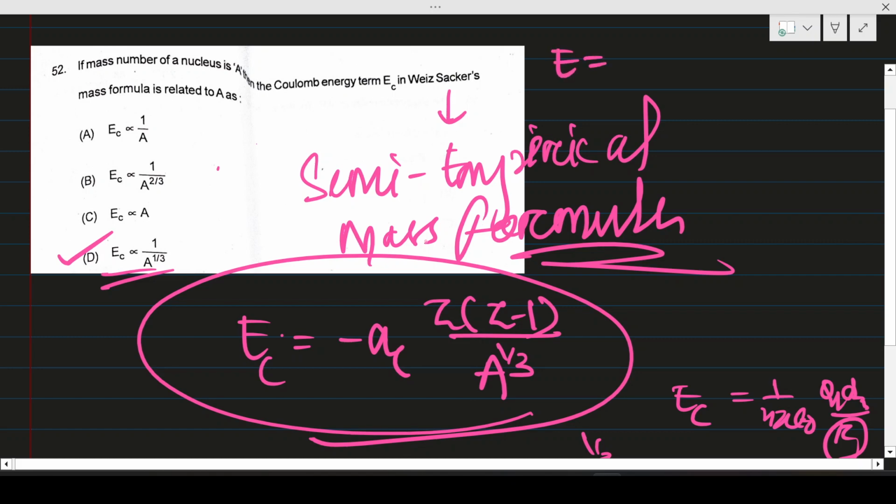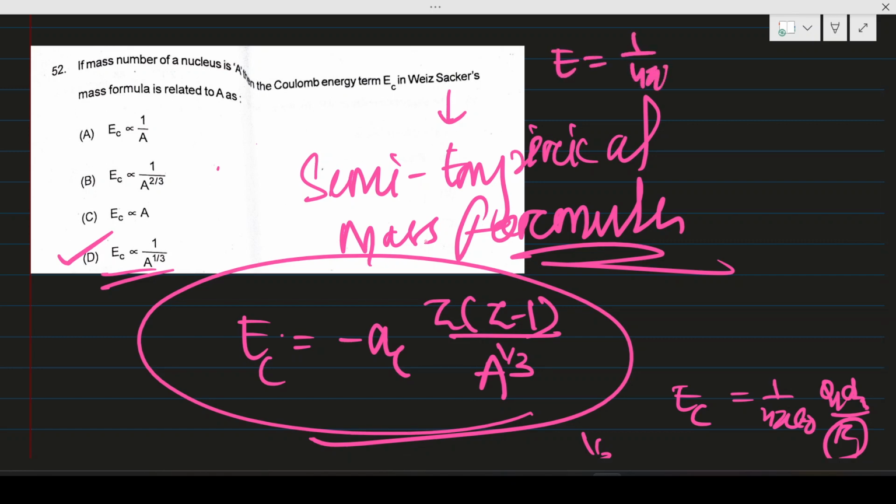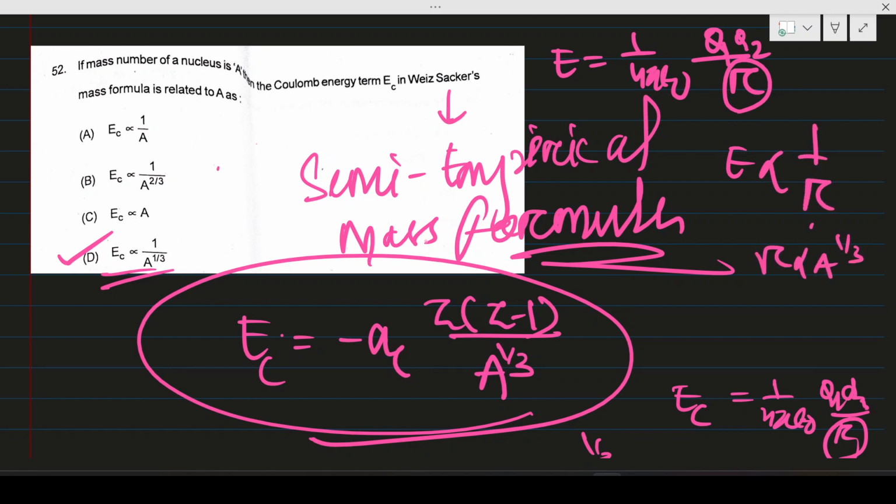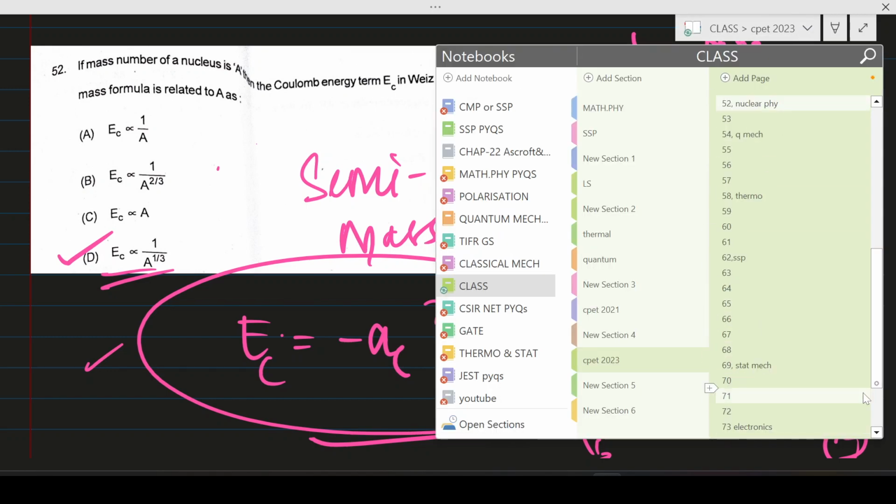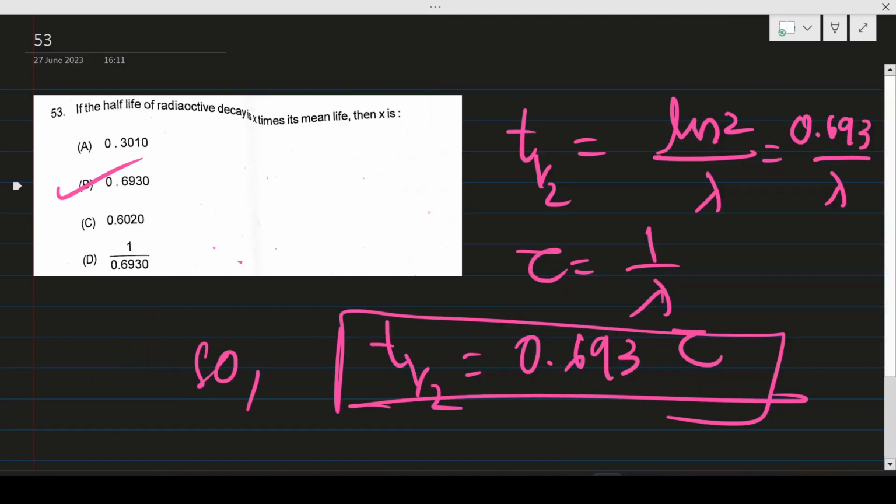Coulomb energy is 1 by 4 pi epsilon naught Q1 into Q2 by R. Here E is proportional to 1 by R. Now R is proportional to A to the power 1 by 3. So E will be proportional to 1 by A to the power 1 by 3. If you don't know the semi-empirical mass formula, you can answer it using common sense of Coulomb energy and Coulomb force things.